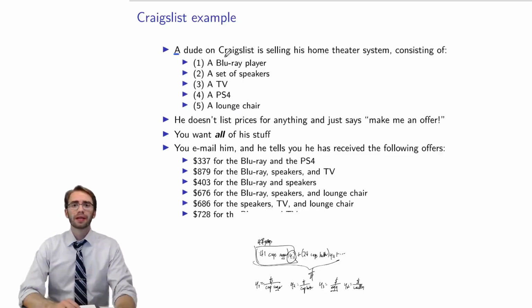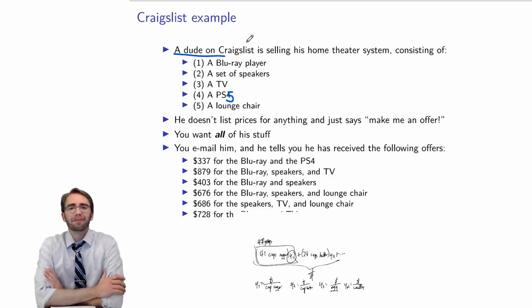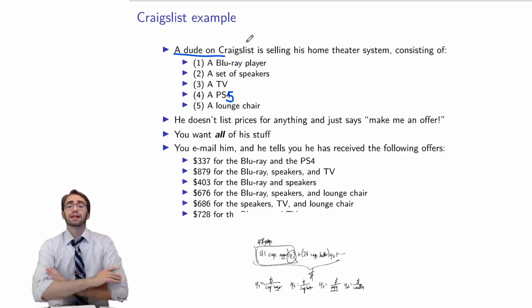So we'll begin with the proverbial dude on Craigslist who is selling his home theater system, and he's got a Blu-ray player, a set of speakers, a TV, a PS. That should be a 5, shouldn't it? A PS5 and a lounge chair. Okay, five items. And he doesn't list prices for anything. He says, make me an offer.